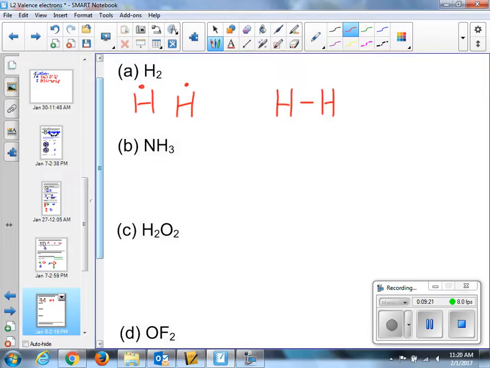Now, draw the N. And since you have, for NH3, since you already have the H drawn above, I think you know what you're looking at with H's. But draw the N. It's in the 15th column. It is 5 valence. I'll pause.